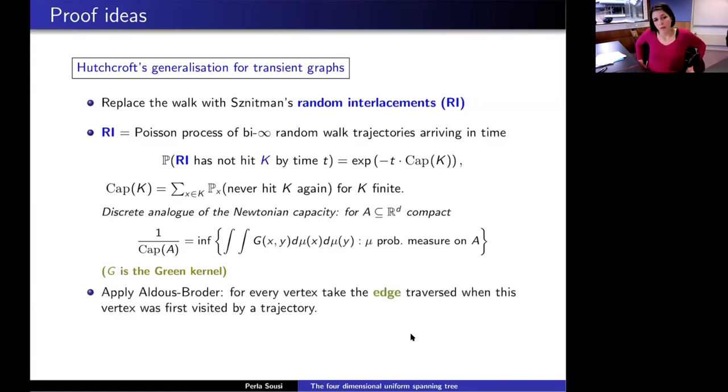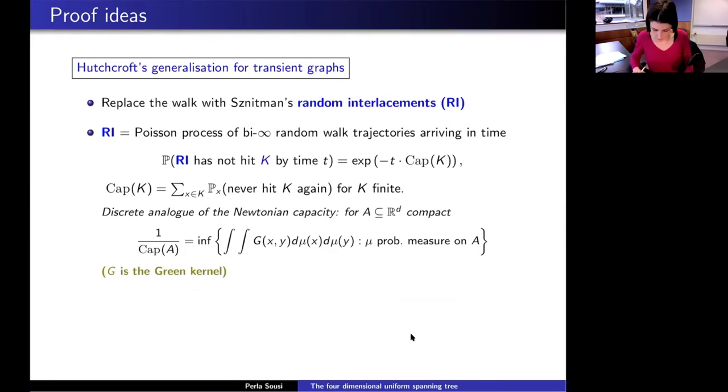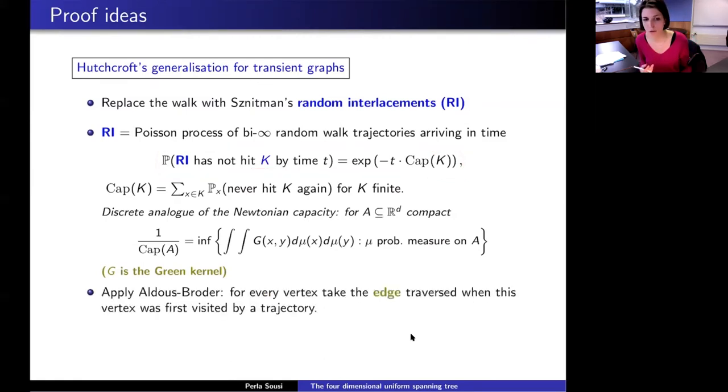So what I've done so far is I described the Aldous-Broder algorithm in the finite setting. And now I'm trying to explain how to generalize this in the infinite transient setting. The first thing I did is to define the random interlacements process. So we have these random walk trajectories that arrive in time, which is a Poisson process of a certain intensity. And now I have to explain how to generalize the Aldous-Broder algorithm in this setup. So I will explain more on the next slide.